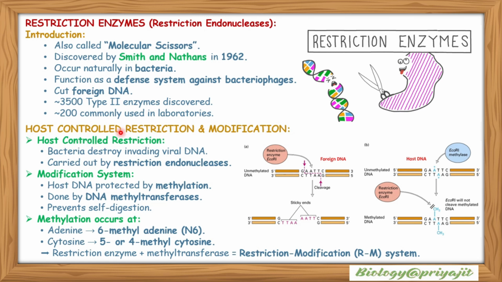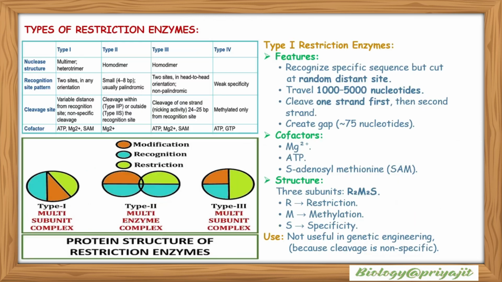So, host control restriction and modification. Host control restriction: bacteria basically destroy invading viral DNA, and it is carried out by restriction endonucleases. Modification system: host DNA is protected by methylation, and it is done by DNA methyltransferases. It prevents self-digestion. Methylation occurs at adenine, giving 6-methyl adenine. In case of cytosine, it is found as 5 or 4 methyl cytosine. So the restriction enzymes and methyltransferase, both of them form the restriction modification system.